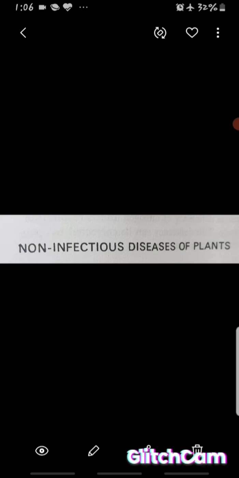Grasses, legumes, fruit and nut trees and solanaceous plants suffer from copper deficiency. The application of copper sulfate to the soil is generally recommended for copper deficiency diseases.